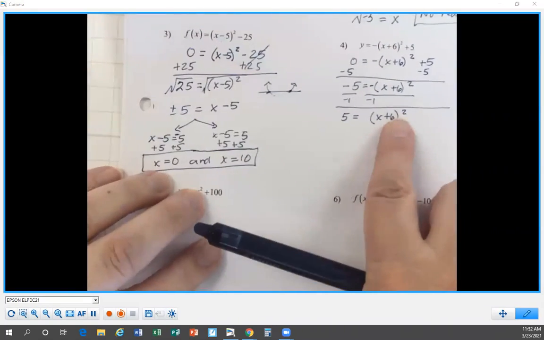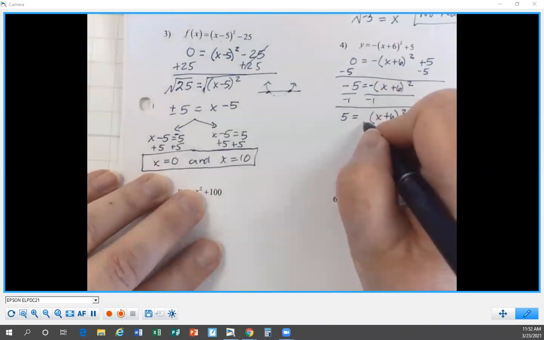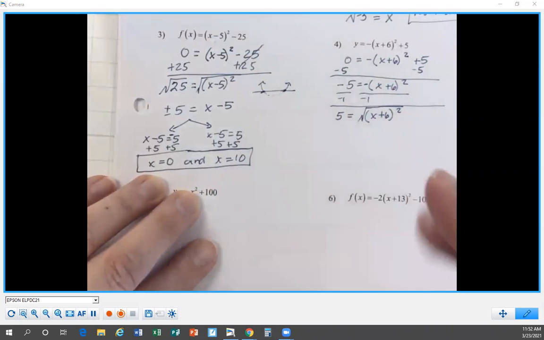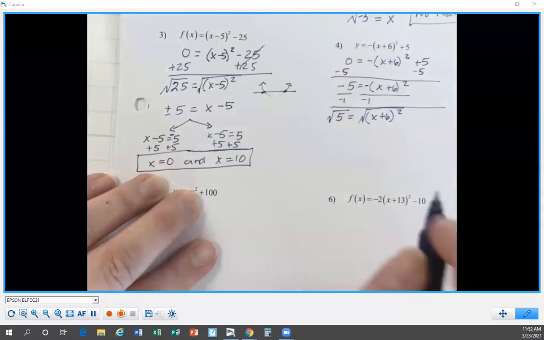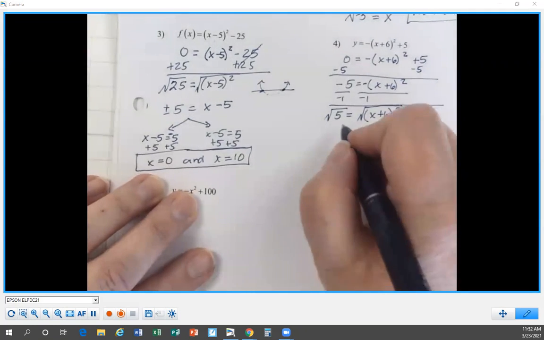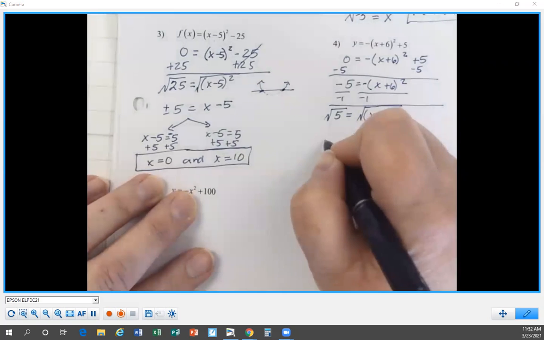So we'll go ahead. What is the opposite of squaring? Taking the square root. So I have to take the square root of this side, and I have to take the square root of this side. And I do it to the whole side, not just part of it, okay? So take the square root. So now I have the square root of 5.